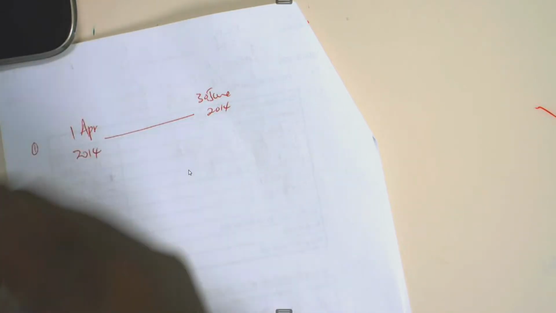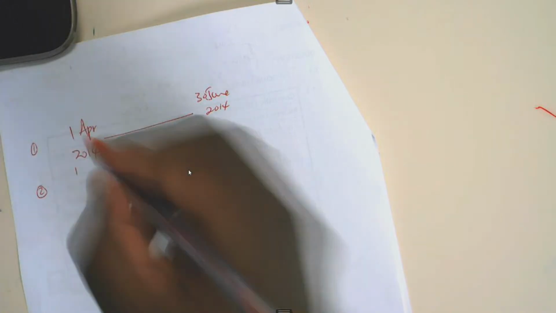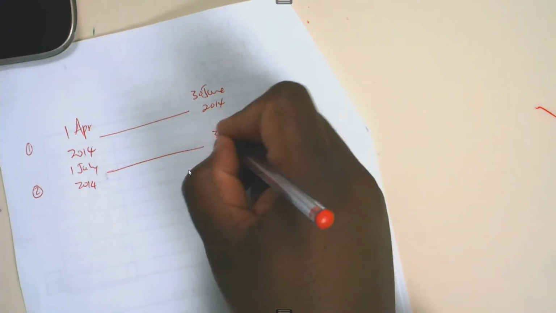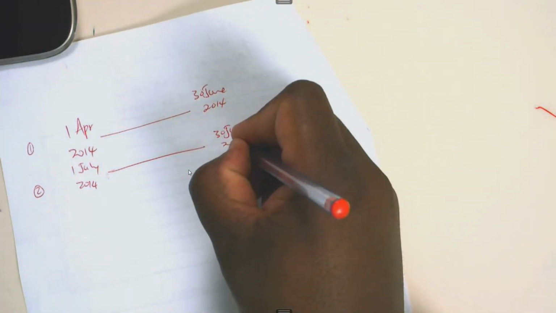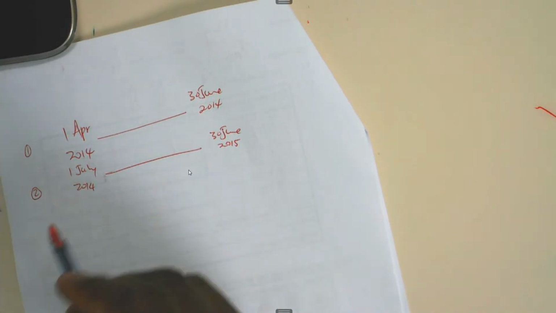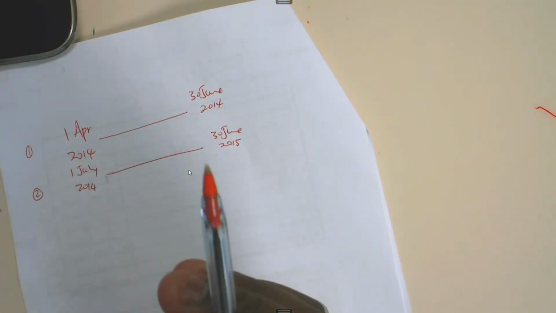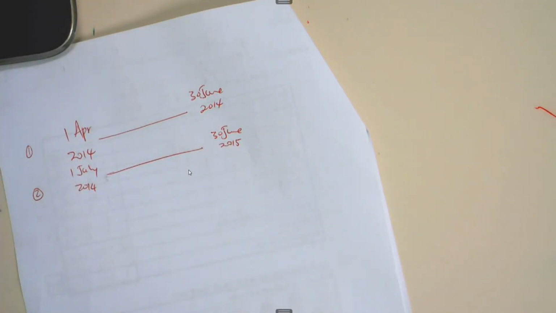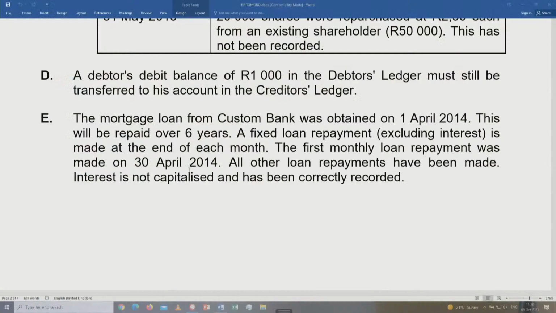All right. The second financial year will be from 1 July 2014 to 30 June 2015. All right. This second year is our current financial year. Remember, this loan is to be repaid over 6 years.